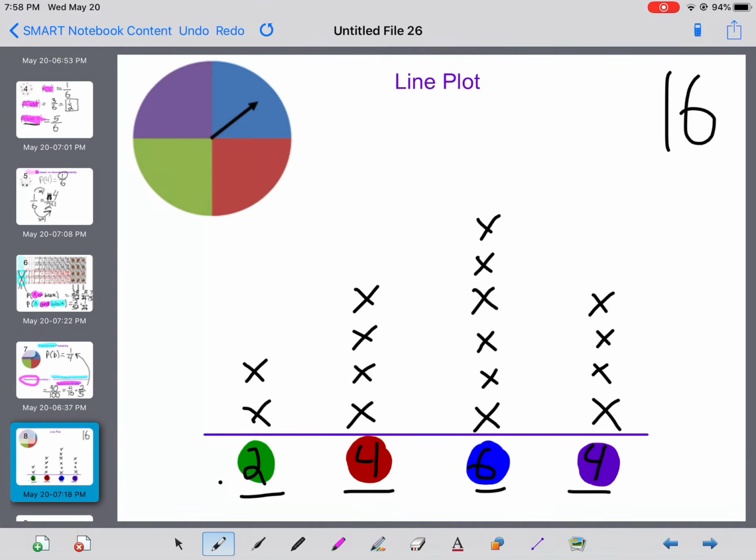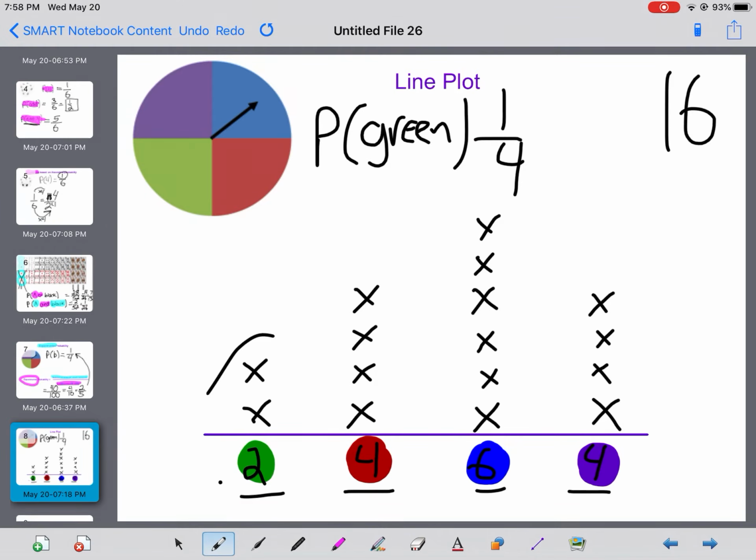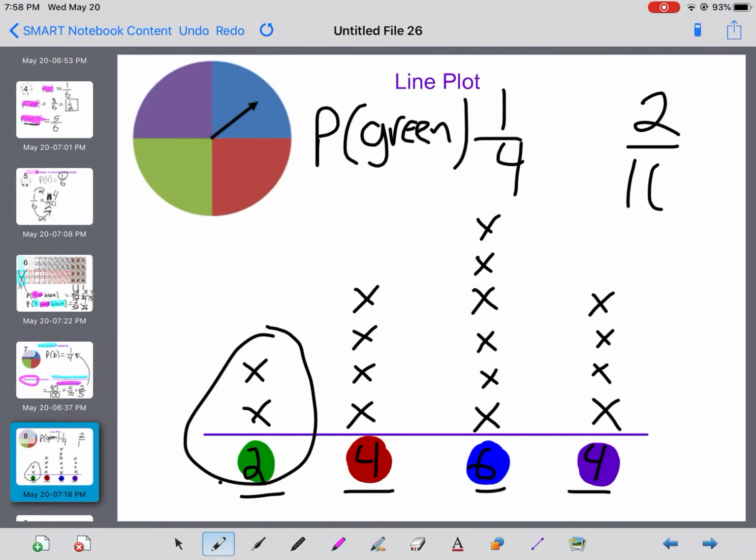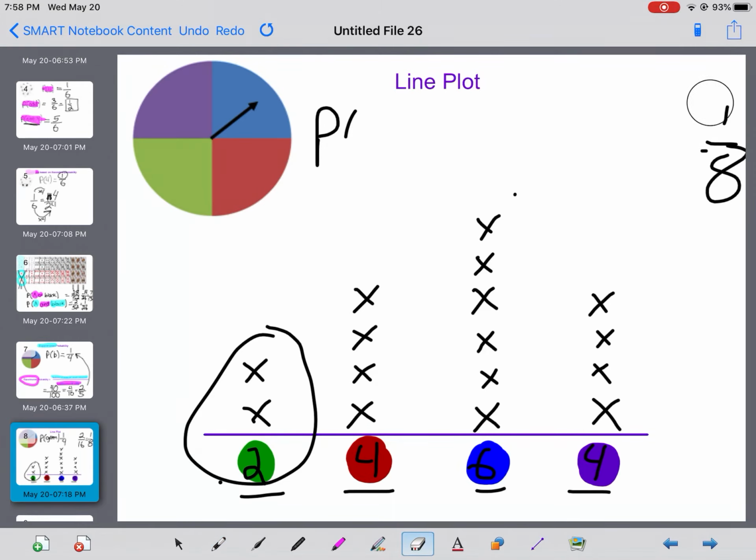So first, let's think about the theoretical probability of green. Okay, so theoretically, the probability of green is that it will show up 1 out of 4 times. Theoretically, in theory. Now, let's take a look at what actually happened. What actually happened is that the green showed up 2 out of 16 times, which I can simplify to 1 out of 8. So green actually showed up less in my trial compared to my theoretical probability. So my theoretical and my experimental probability were different.